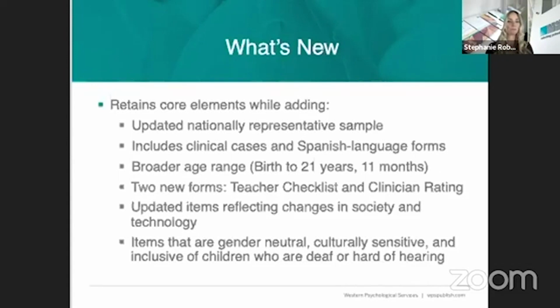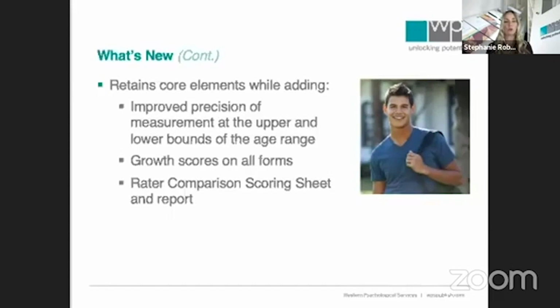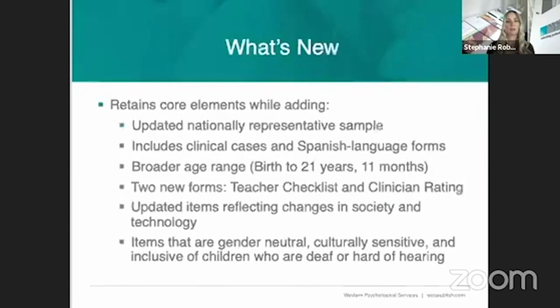Okay, so if we look at what's new in the assessment, we retain the core elements of the DP3, but we also have an updated nationally representative sample. It includes clinical cases and Spanish language forms. And as I said, it has a broader age range. The previous edition has only gone up to 12 years, 11 months. This one will go birth to 21 years, 11 months. There are 2 new forms, and those are the teacher checklist and the clinician rating. And I'm going to talk a little bit more about those in just a minute.